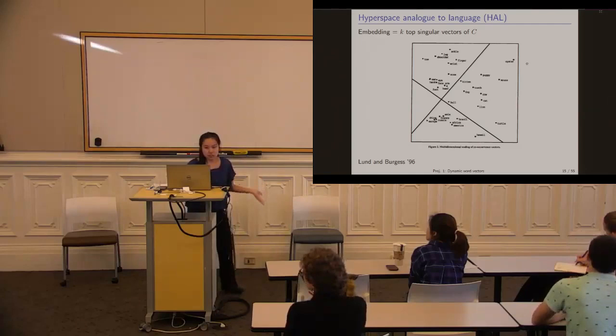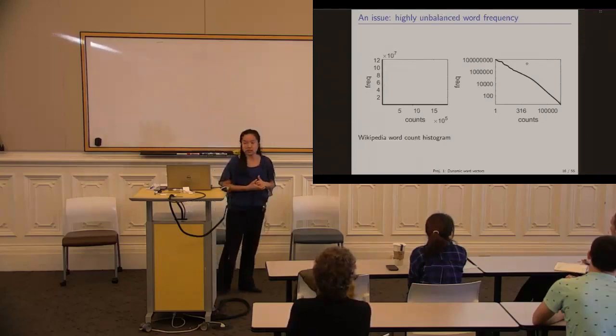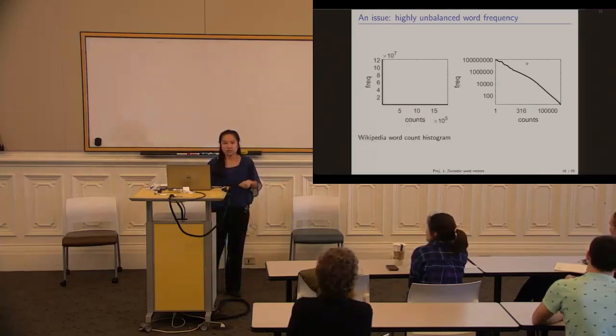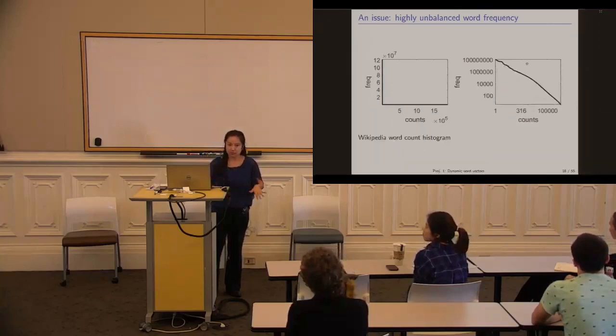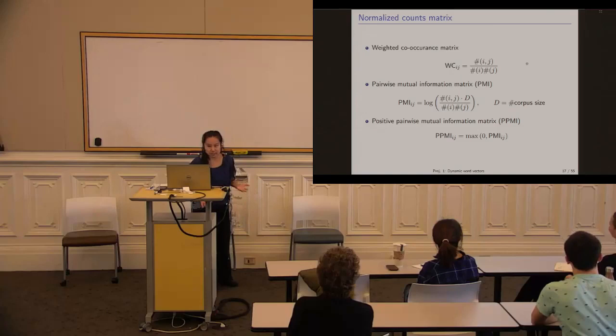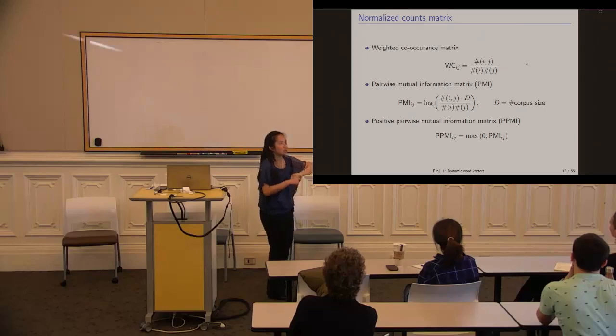So how has the technology changed since then? Well, one issue that people noticed is that the English language is highly unbalanced. We have a few words that appear almost all the time, and most words don't appear much at all. This makes the co-occurrence matrix kind of unstable. You have some numbers that are way too big, and then everything else gets squashed. So we do the typical tricks we usually do in this kind of scenario. We do some weighting, we divide by the frequency, and then we do the typical trick when we don't want big numbers to be too big: we just take the log, right?